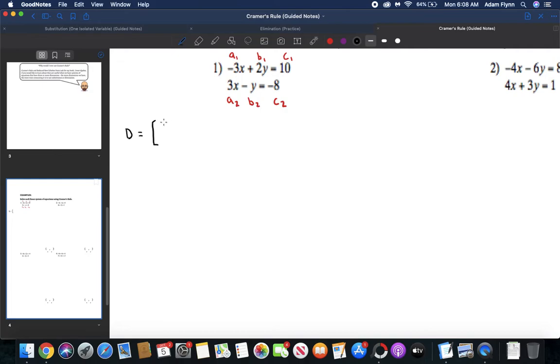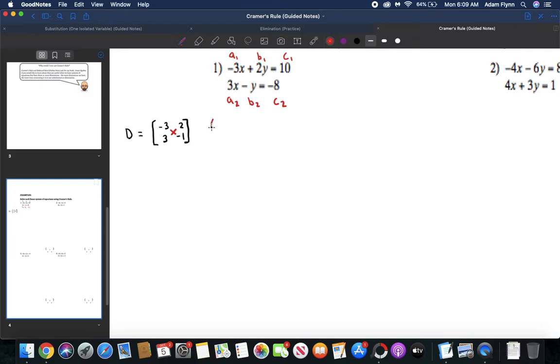Okay, D is A's in the left-hand column and B's in the right-hand column. So I've got negative 3 and 3. In the right-hand column, I've got 2 and negative 1. Okay, let's just find the determinant of it. So let's do this cross multiplication. So it's going to be AD minus BC.